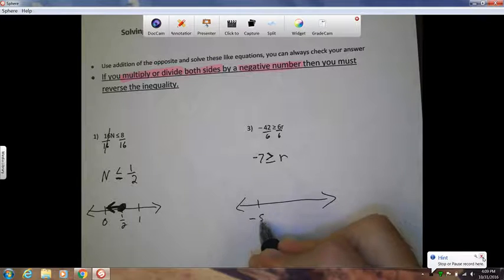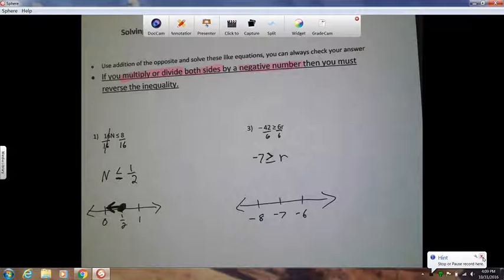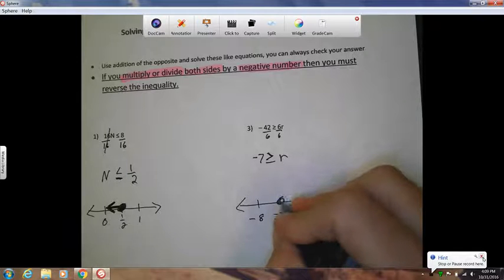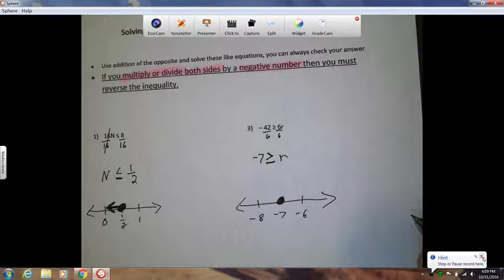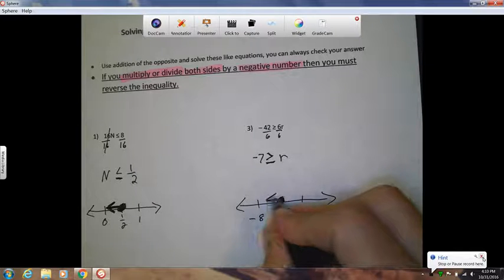Also make sure you check that you do your number line correctly when you have negative numbers. As I get further away from 0, my digits are getting larger. Can be equal to, so it's filled in. Pointing at the variable, going to the left. And last one.